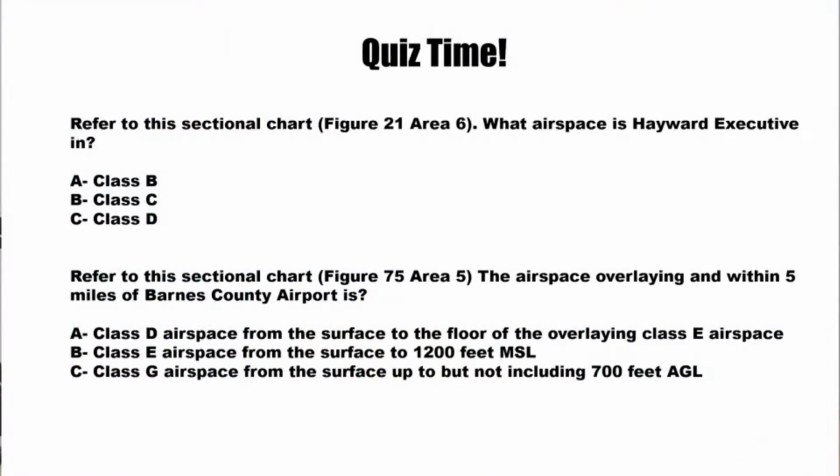Now, let's try and look at a few sectional charts. Refer to this sectional chart: what airspace is Hayward Executive in? And refer to this sectional chart: the airspace overlaying within 5 miles of Barnes County Airport is what? When you take the Part 107 exam, they're going to present you some sample sectional charts to look at and answer questions like these.